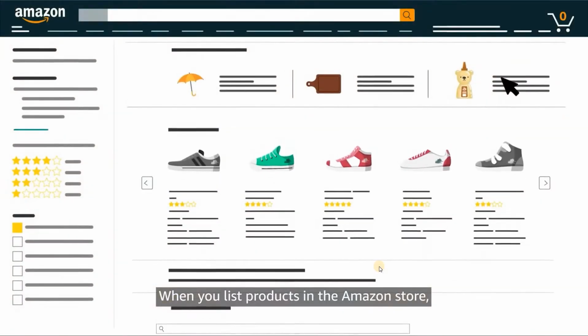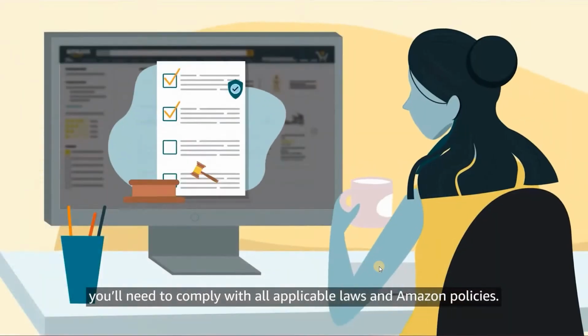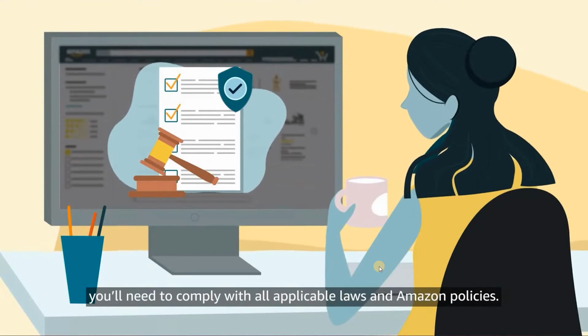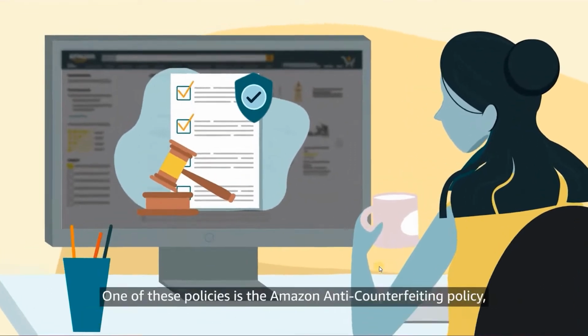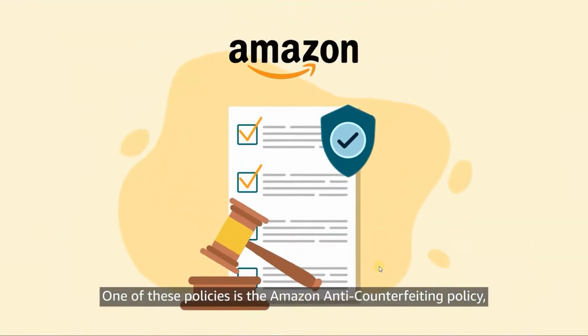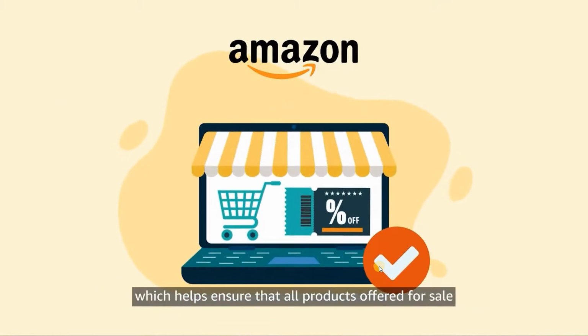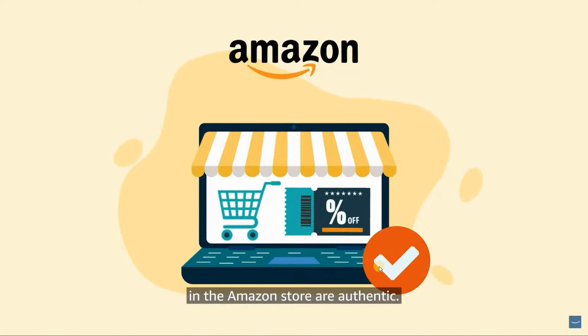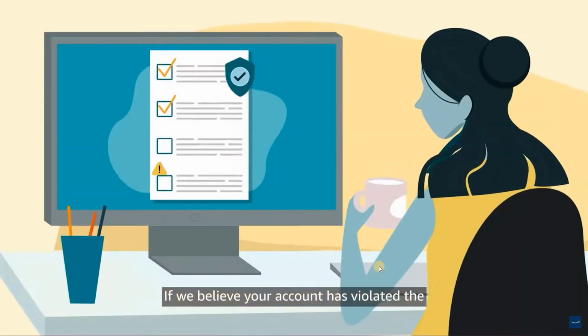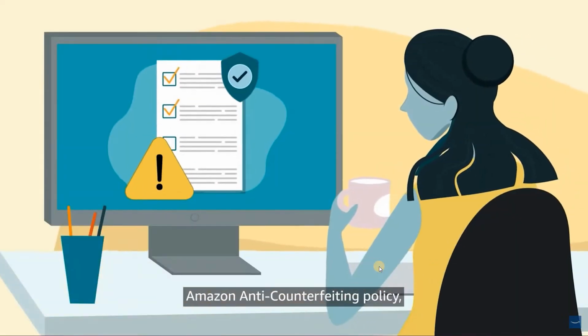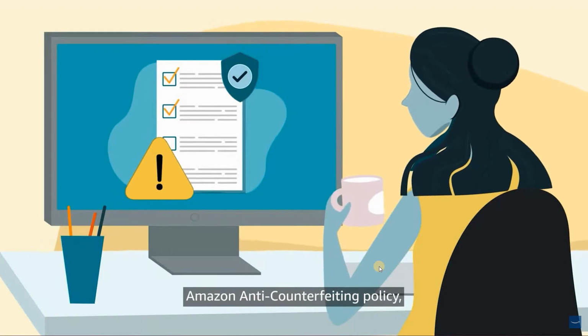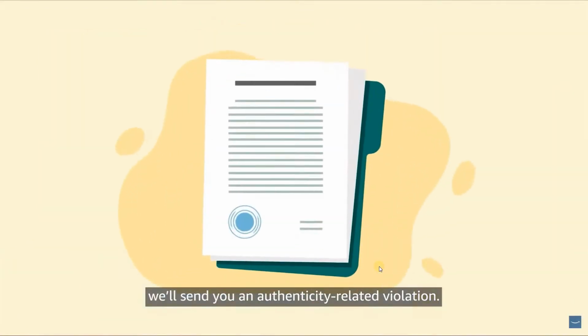When you list products in the Amazon store, you'll need to comply with all applicable laws and Amazon policies. One of these policies is the Amazon anti-counterfeiting policy, which helps ensure that all products offered for sale in the Amazon store are authentic. If we believe your account has violated the Amazon anti-counterfeiting policy, we'll send you an authenticity-related violation.